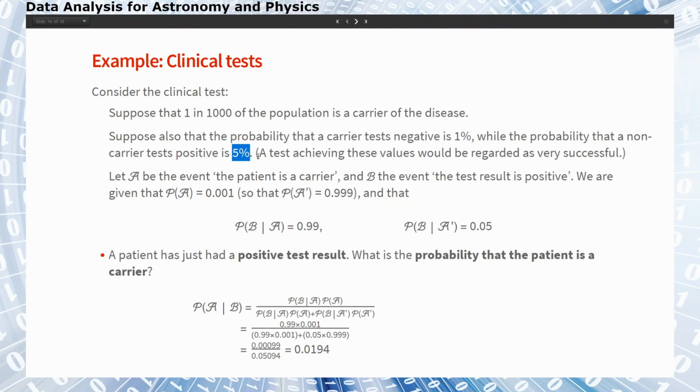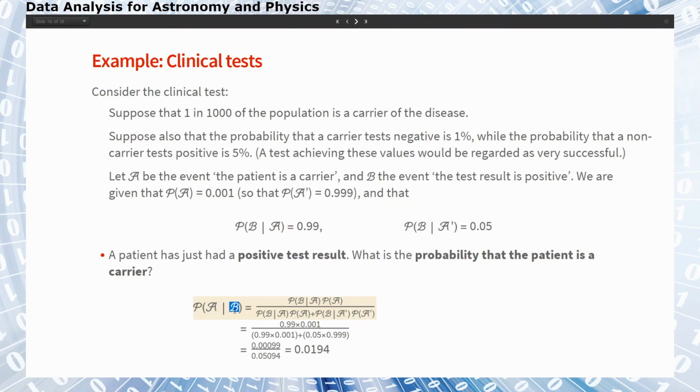Now let's look at the question. Somebody just got a positive test result. What is the probability that the patient is actually carrying the disease? We are looking for P(A given B), the probability of being a carrier given that the test is positive.